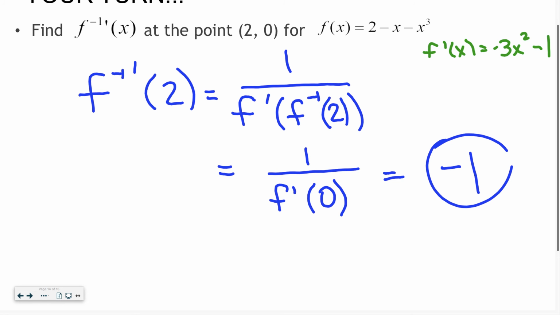Okay, so your homework tonight, you have 6 problems. 6 problems. This is probably one of your shorter assignments all year.